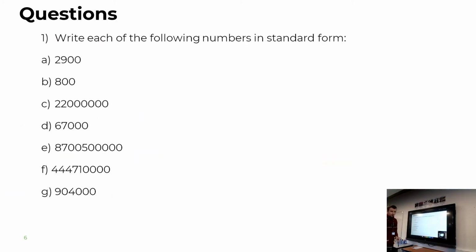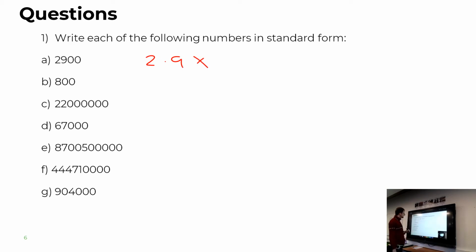Okay, so pause the video and see if you can convert from ordinary numbers into standard form. So let's have a look at the first one. Here, we want a number which is between 1 and 10. So here, 29 is too big, 0.29 is too small, so we're going to go for 2.9.